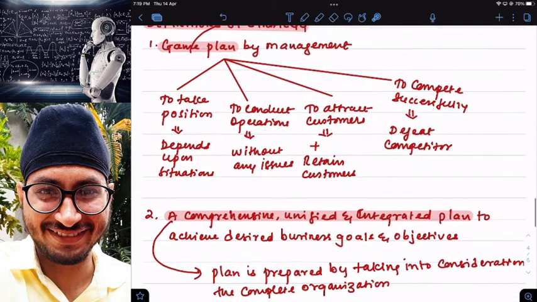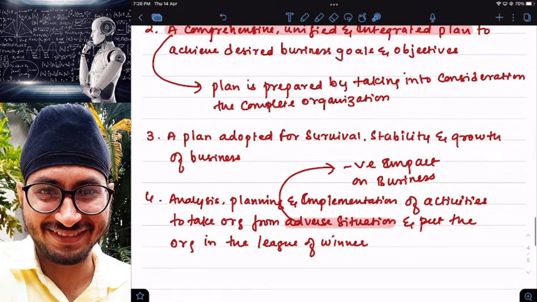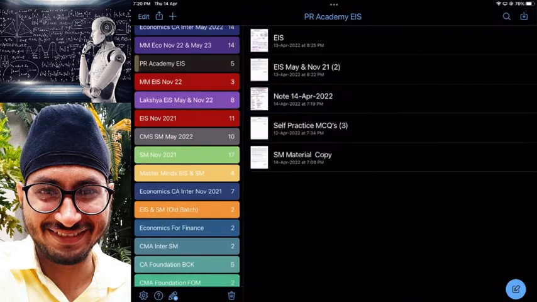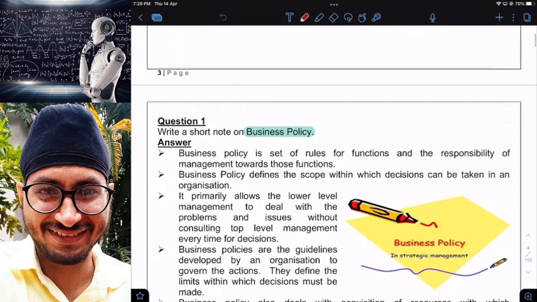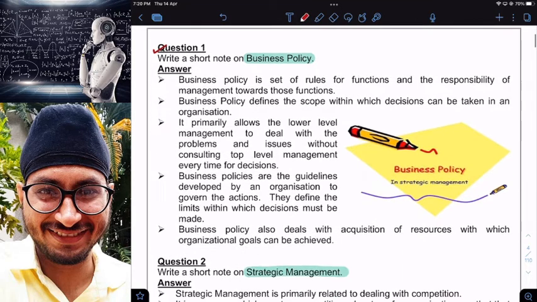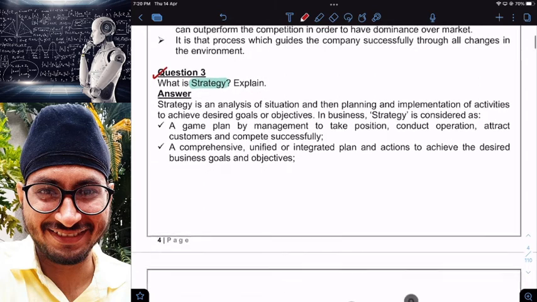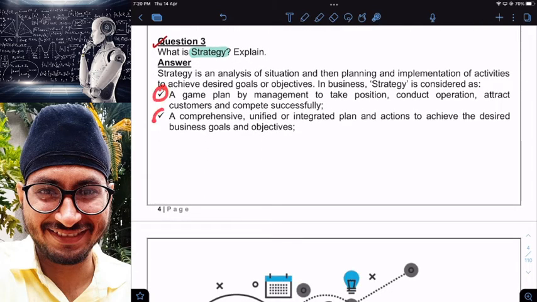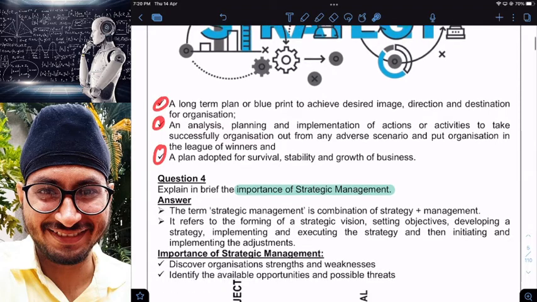So how many definitions have we seen? 5. First we have seen in the introduction, now we have seen 4. So question number 1 we have done. Then question number 2 we have done, short note on strategic management. Definitions of strategy 1, 2, 3, 4, 5. All 5 definitions we have seen.